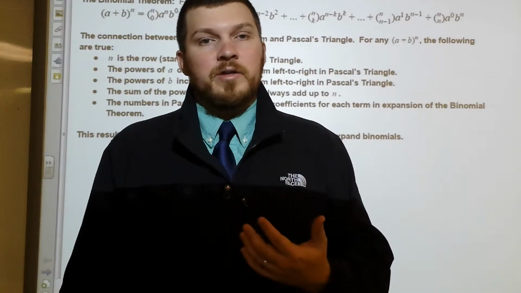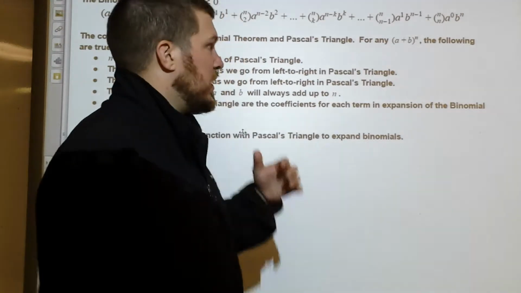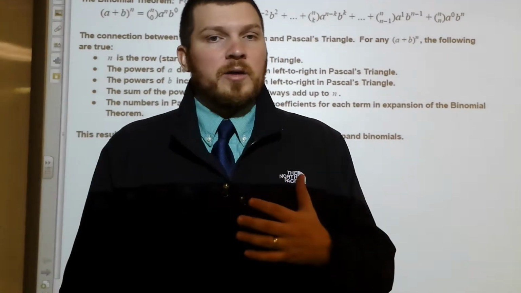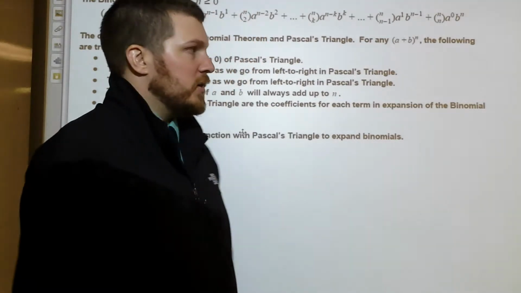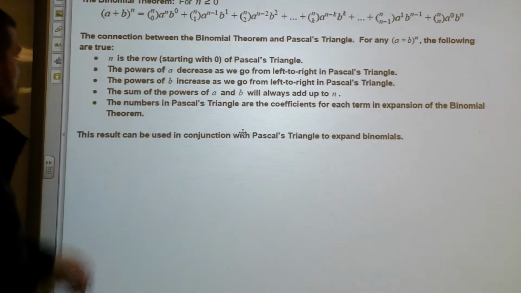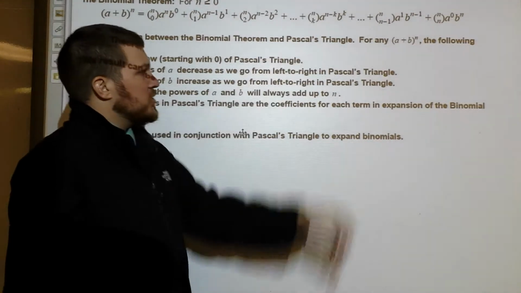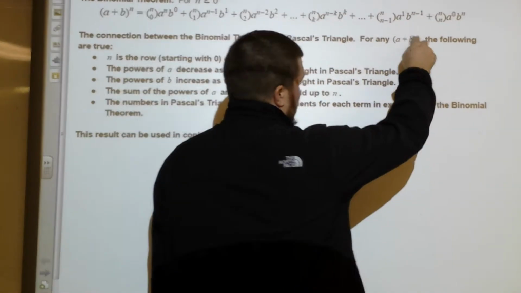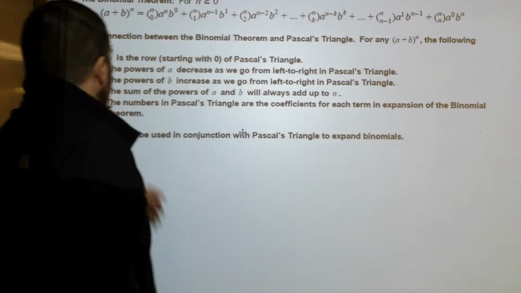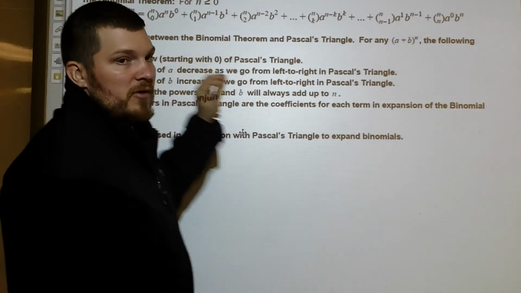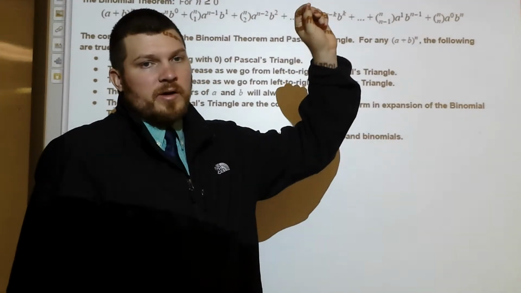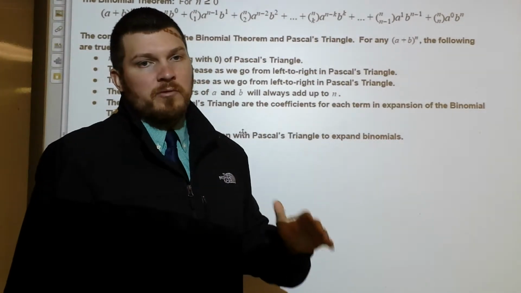Pretty much what we're going to be doing is translating the binomial theorem back into Pascal's triangle, because the binomial theorem is created from Pascal's triangle in the first place, so why not use it? So the connection between binomial theorem and Pascal's triangle: binomial means we have two pieces, a plus b to the n power. Here, n is the row number of Pascal's triangle. Again, we always start with the zero row. We start the zero row at the very top and work our way all the way down to whatever row we need to be in.